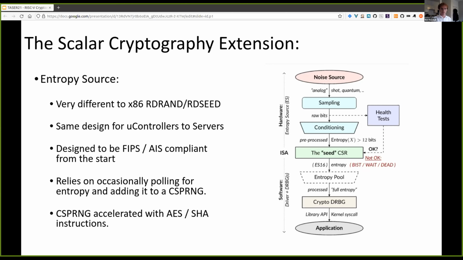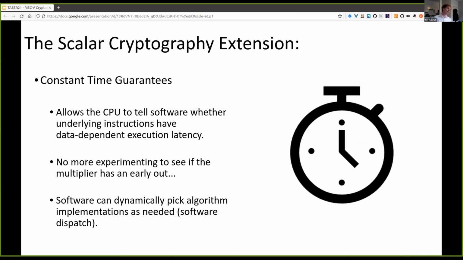And then a sort of meta component. So cryptographers love constant time. They love instructions that randomly break their assumptions about how computations work and whether or not they are data dependent. And we have defined a mechanism for CPUs to tell software, I promise that all of these instructions under certain conditions do not have data dependent latency. There are a few more caveats to it.